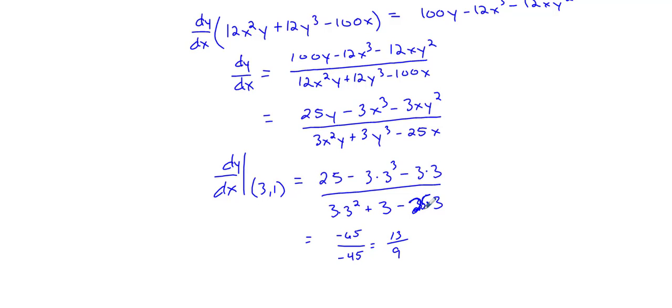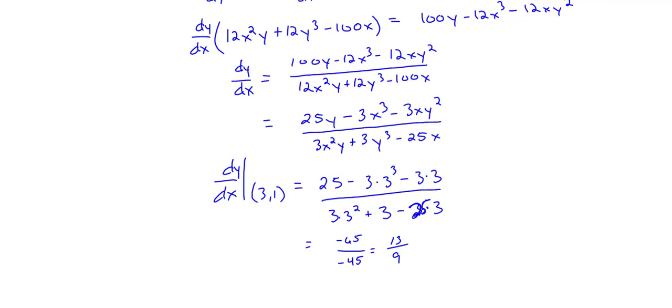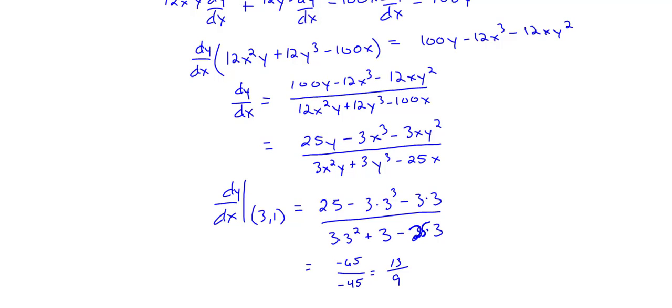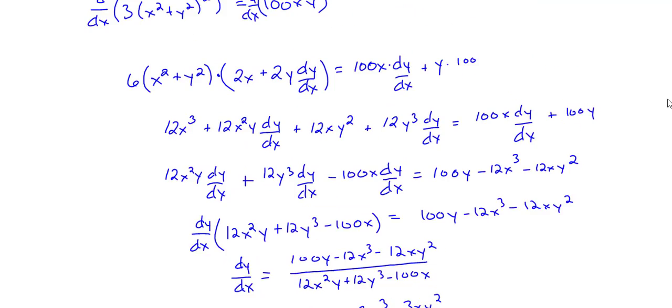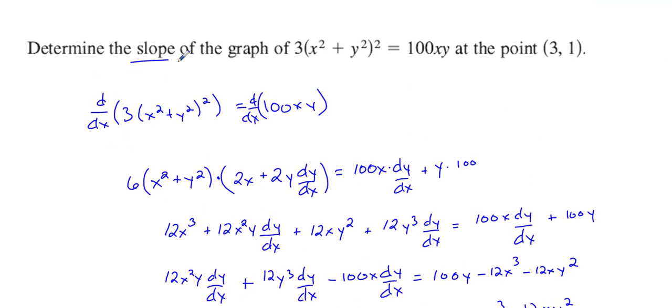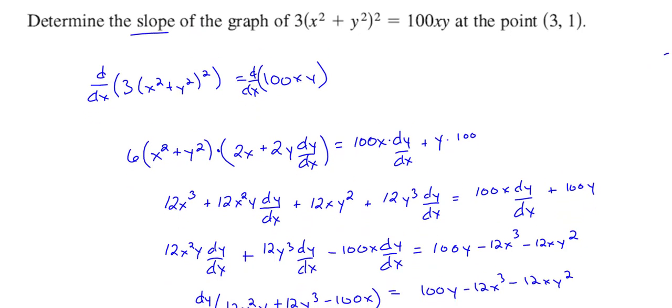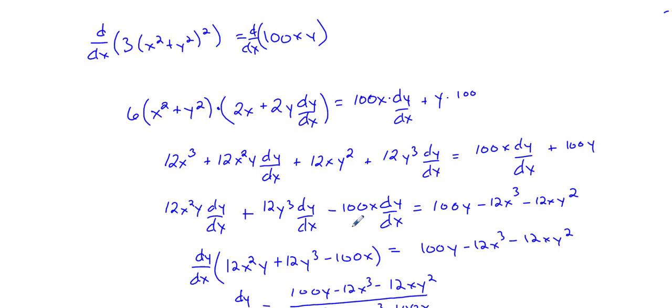All right, good stuff. Okay, good deal. What's up? 13/9 is so gross. Yeah. All right. Well, I wanted us to find the derivative and isolate dy dx. However, it just said determine the slope, right? Fun fact. We could have found the derivative, which is like right here, right?